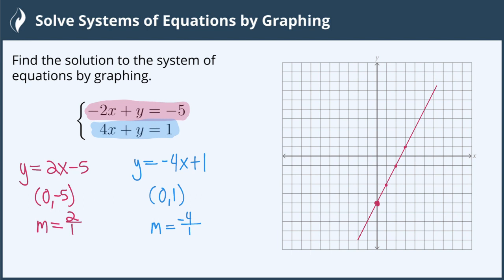So let's start by plotting our y-intercept at 0, 1. From here, we're going to count down 4, 1, 2, 3, 4, and right 1. And again, I like to do that a couple of times. 1, 2, 3, 4 over 1, because then it just makes it a little bit easier to connect my dots.